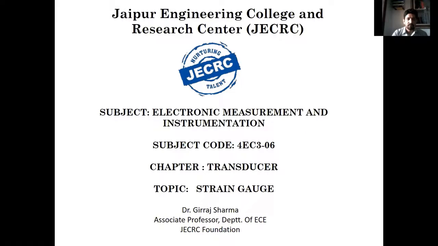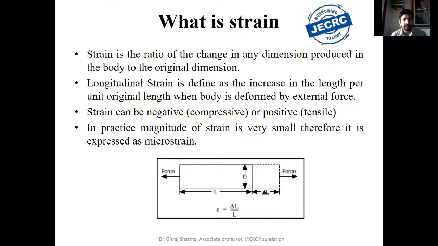So let us first discuss what strain is. Strain is the ratio of the change in any dimension produced in the body to the original dimension. There are various types of strains, out of which longitudinal strain is defined as the increase in length per unit original length when a body is deformed by an external force. Now, strain can be negative. If we compress the body, then strain will be negative. If we expand the body under tensile forces, then strain will be positive.